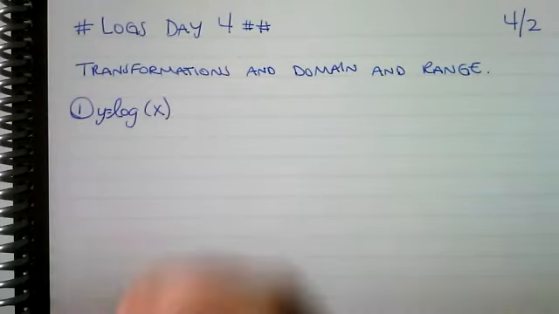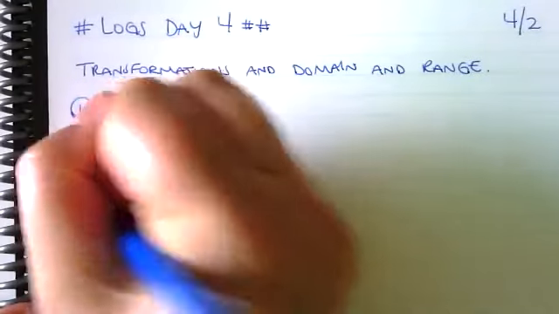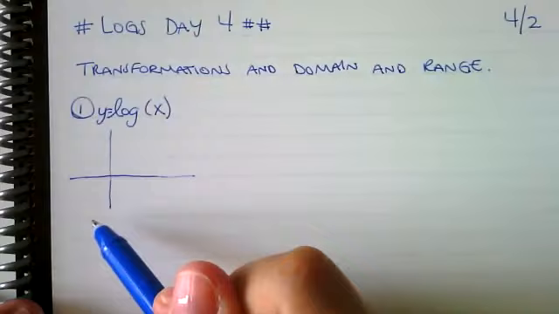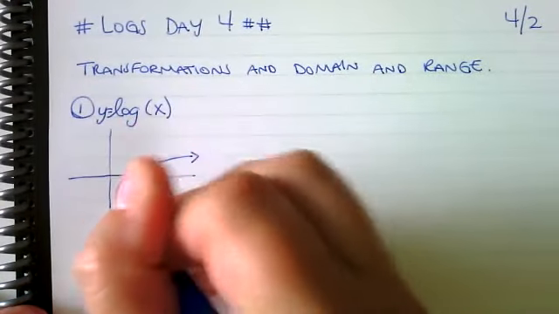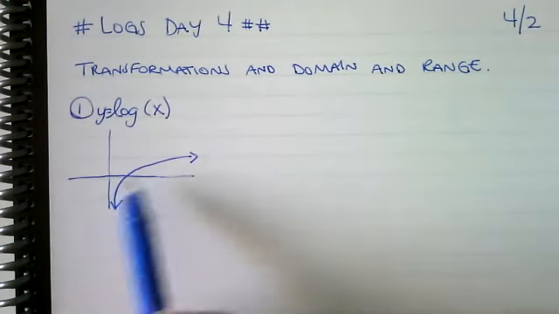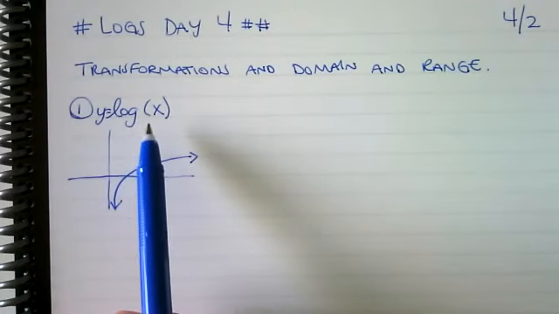So the general function, just log of x, looks similar to this right here. So we have our x and our y axis, and then our function for our log just looks like this. So it's kind of almost opposite of an exponential. Like if you turn the paper 90 degrees and flipped it the other way, it would kind of look like exponential decay. So this is our function here. There are no transformations here, obviously, because this is the general function.